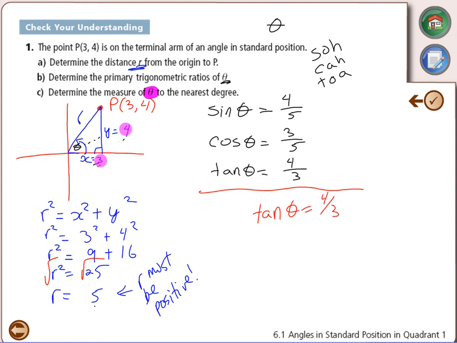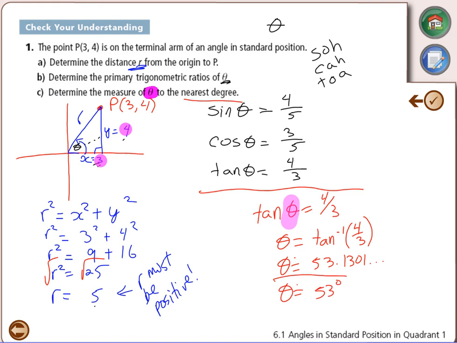This time we're going to solve and isolate our theta value. So let's take the tan over to the other side. The only way to do that, inverse tan. So when you're looking for an angle, you do the inverse tan of 4/3. Punch that into your calculator in degree mode. And you get approximately 53.1301... And let's go to the nearest degree. That's what they told us. So theta is approximately 53 degrees.